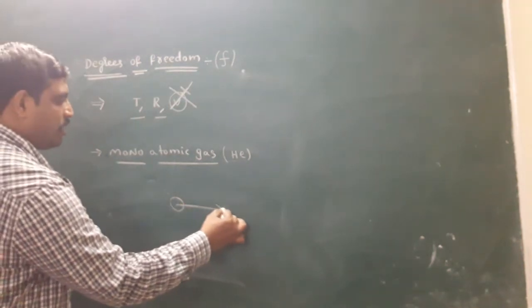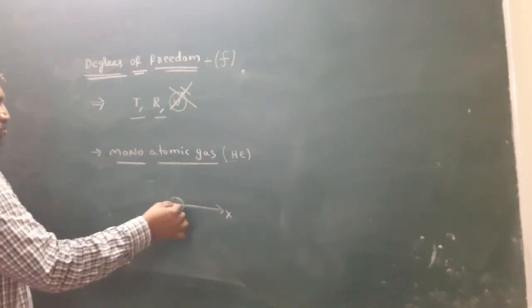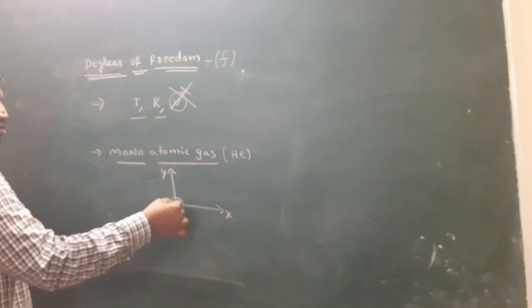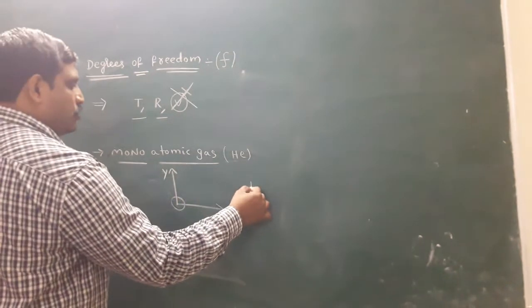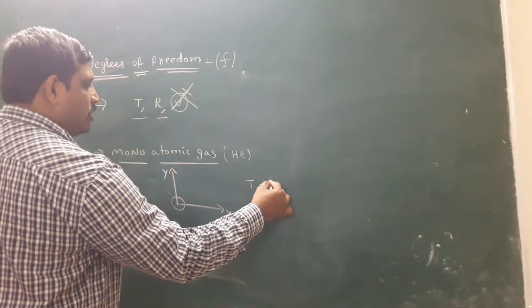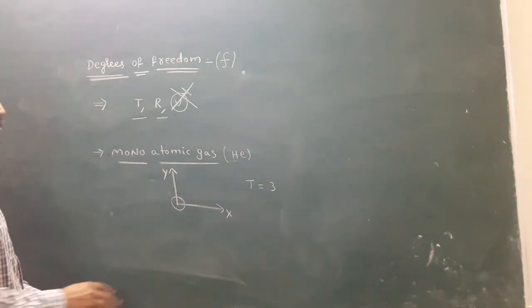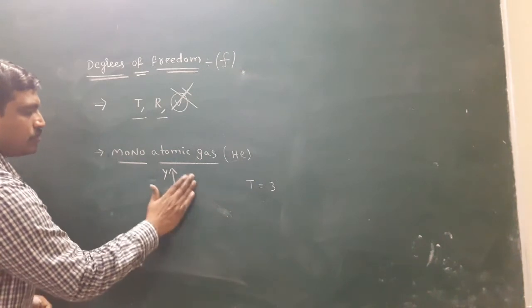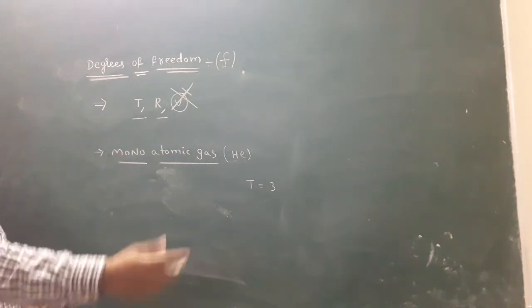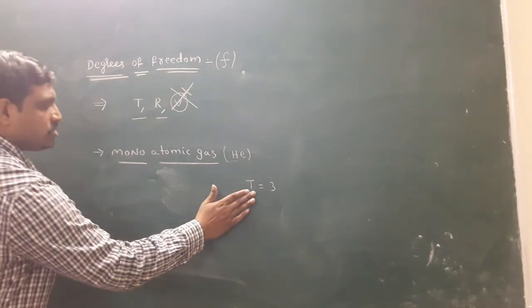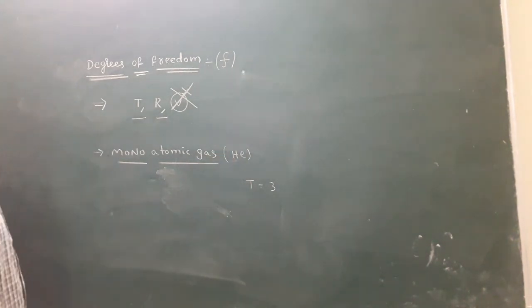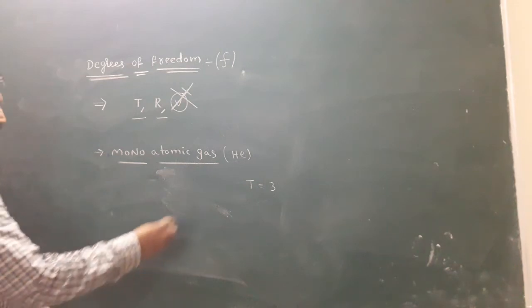It has an x-axis, a y-axis, and a z-axis. In this situation, how many translatory motions are there? 3. The single atom can move along the x-axis, along the y-axis, along the z-axis. So that's why the single atom has 3 translatory motions.